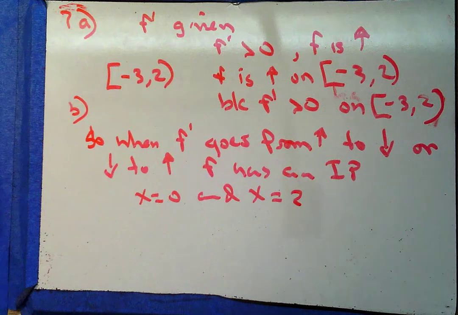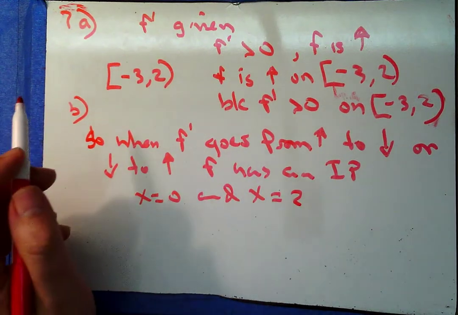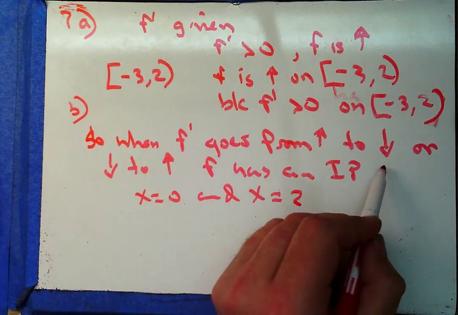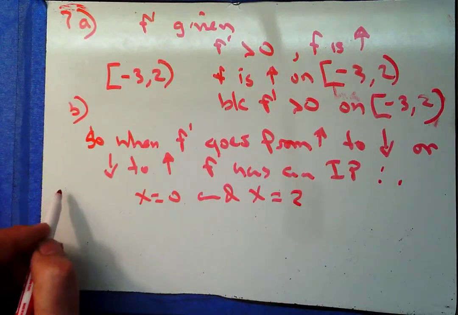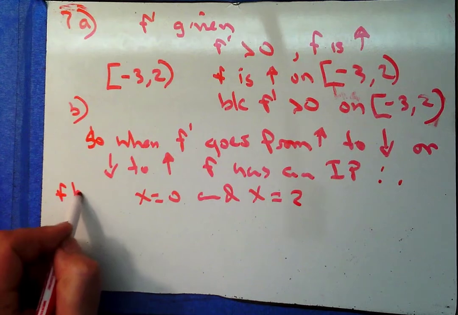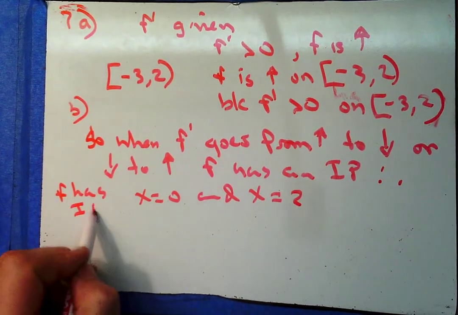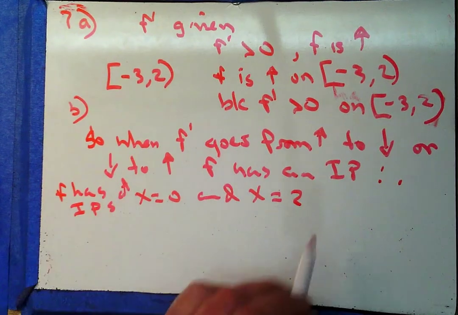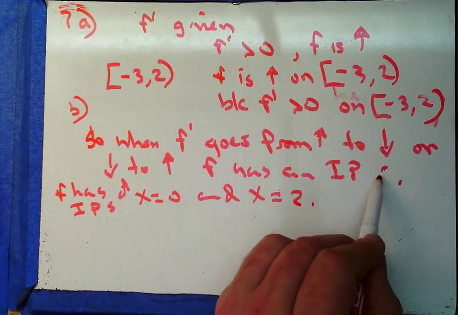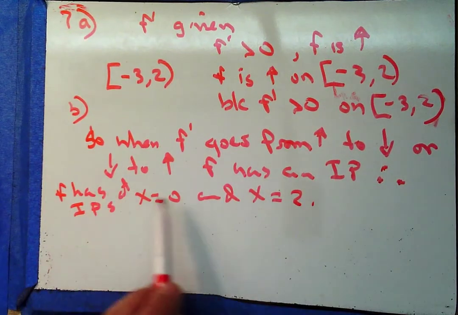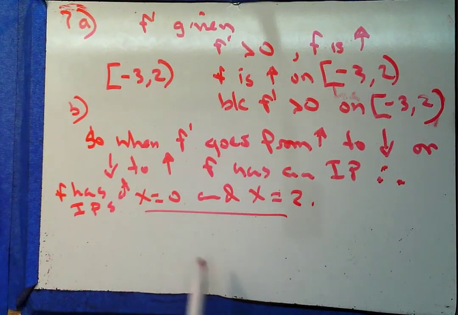Do I have to justify? Justify your answer. So, therefore, f has inflection points at there. Good. So f prime goes from increasing to decreasing or decreasing to increasing at these points. Therefore, f has inflection points. Okay, 7c.